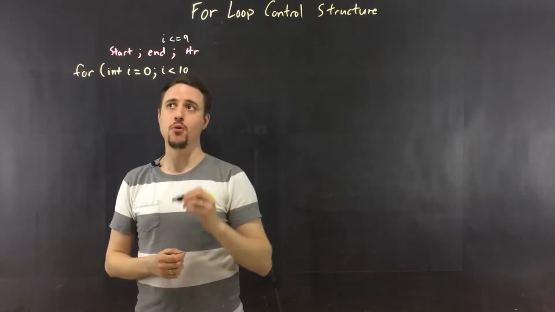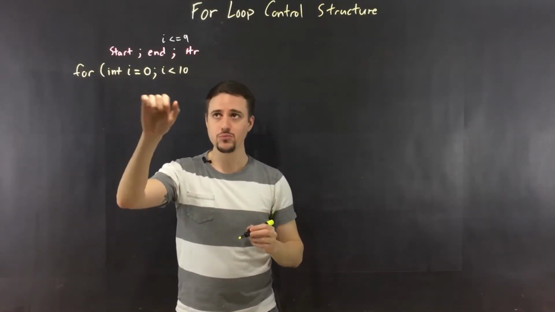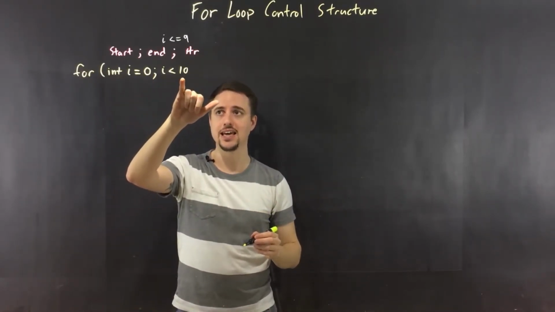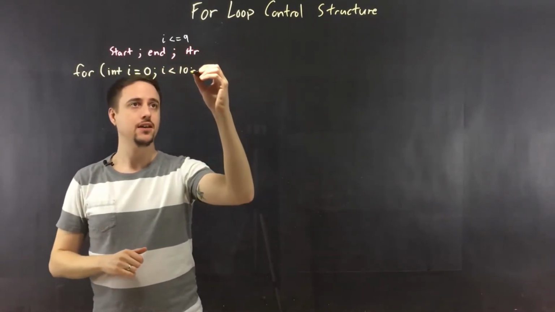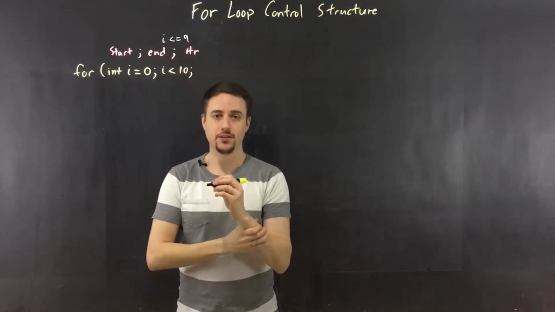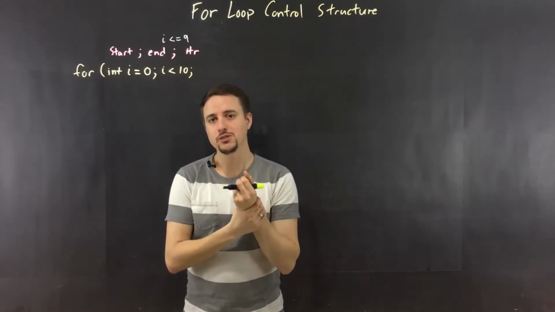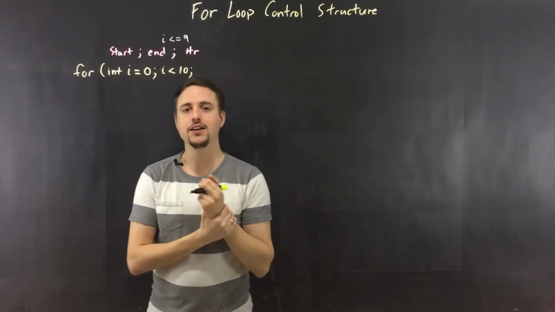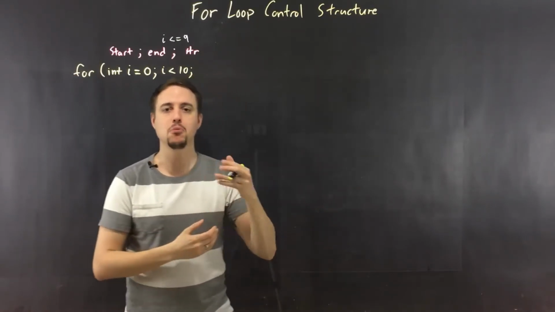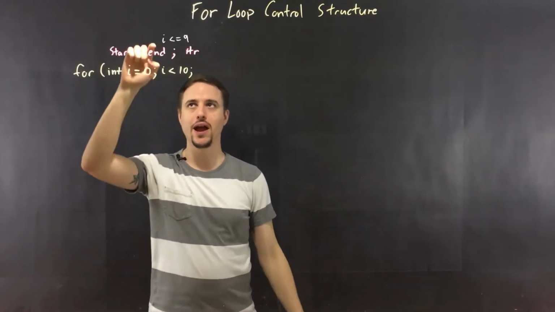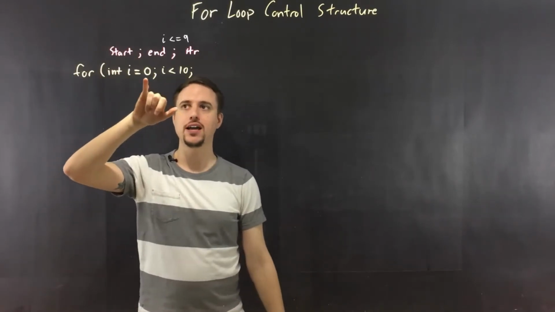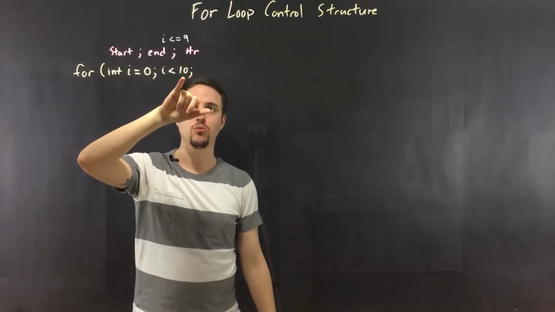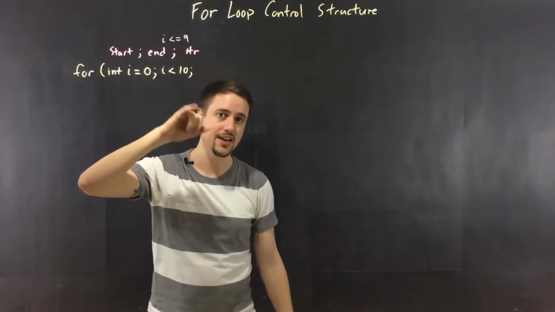Now, that is the end point. So we're saying we're starting at 0, and we're going all the way to I is less than 10, or I is less than or equal to 9. Then we define how we iterate. So when it comes to a for loop, you always want to make sure that you are making progress towards your end point. So if we start at 0, we have to find some way of telling it to go towards the end, which is 10 in this case.